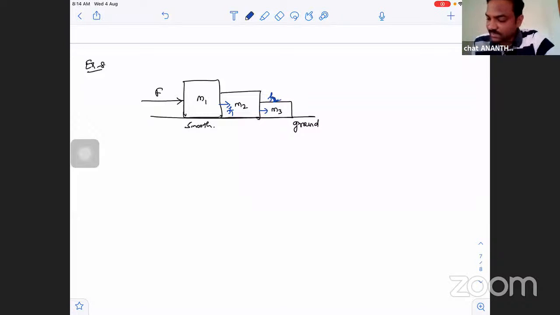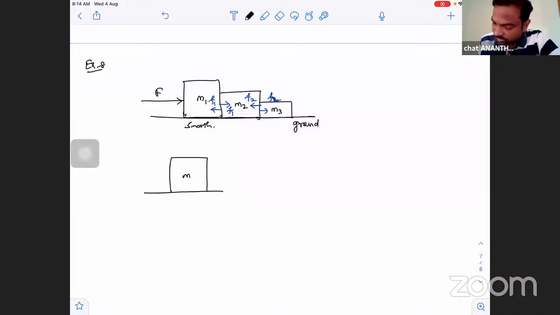As M1 is applying the force on M2, M2 also will apply the same force, but in the opposite direction, F1. As M2 is applying the force on M3, M3 will apply the force on M2 in the backward direction. Okay, Pavitra. Then what will be the free body diagram for each object? Let us say I take object M1. F is the force acting and F1 is the force acting backward. Then M1g, gravity, will act downward, and from the ground the normal reaction N1 is acting upward. So these are the forces acting on M1.